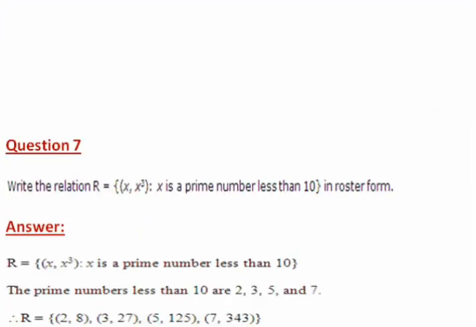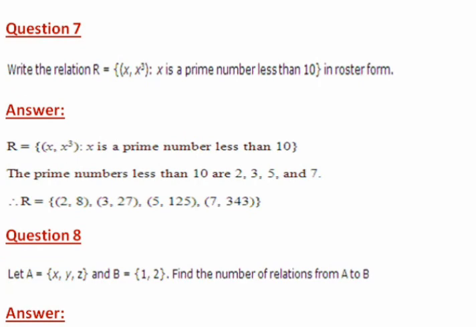Okay students, now we move to the next question, that is question number 7. Write the relation R is equal to {(x, x cube): x is a prime number less than 10}. We know the prime numbers are 2, 3, 5 and 7 only. When x is equal to 2, y is its cube, that is 8. x is equal to 3, y is equal to 27, x is equal to 5, y is equal to 125, x is equal to 7, y is equal to 343. Like that we write all this relation.